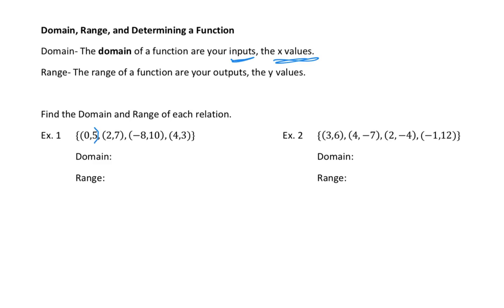I left out a parentheses there. And then what are your range, your y values. Now I will say typically when people list these out, they're going to put them in like least to greatest. But if you don't, that's perfectly fine. So I just want to list out all of my x values. So that would be 0, 2, -8, 4. And we do use curly brackets around them to show that's the set.